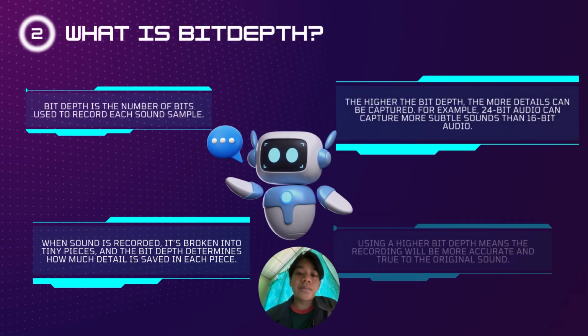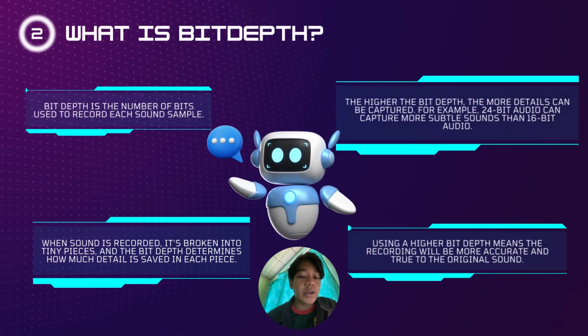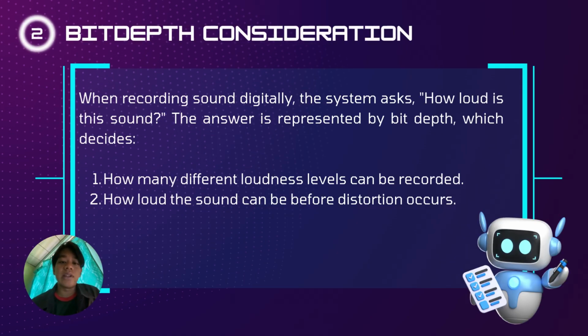Alright, now I will explain bit depth. So what is bit depth? Bit depth is the number of bits used to record each sound sample. The higher the bit depth, the more details can be captured. For example, 24-bit audio can capture more subtle sounds than 16-bit. When sound is recorded, it's broken into tiny pieces and the bit depth determines how much detail it can save in one piece. Using a higher bit depth means the recording will be more accurate and true to the original sound.